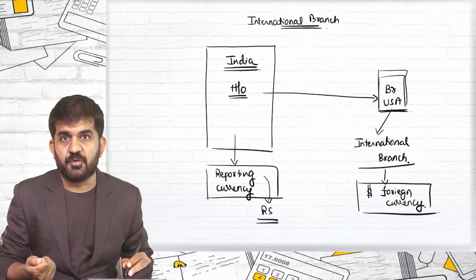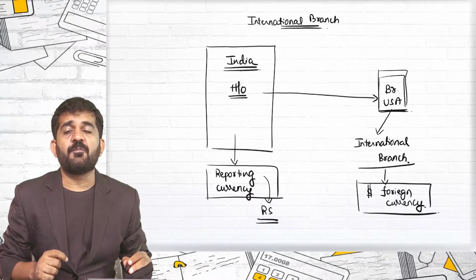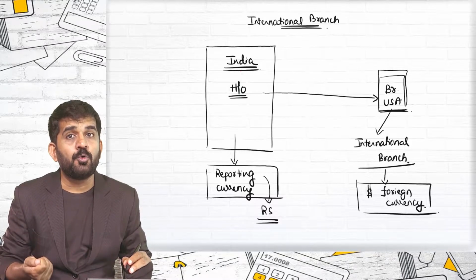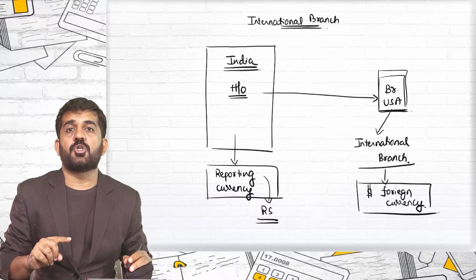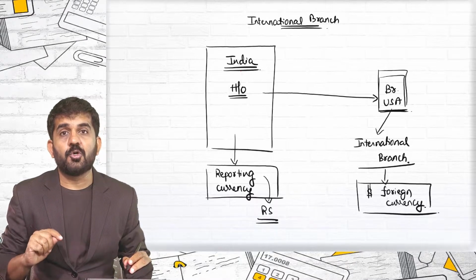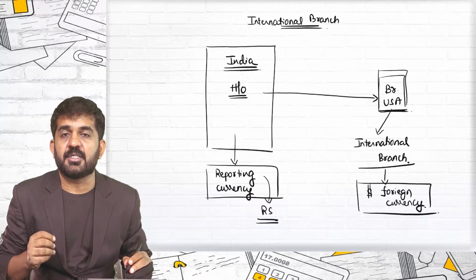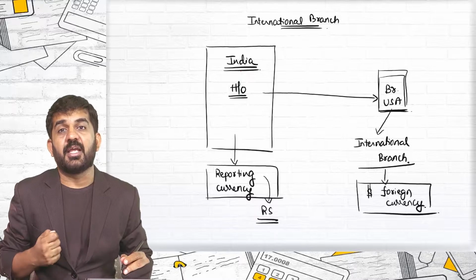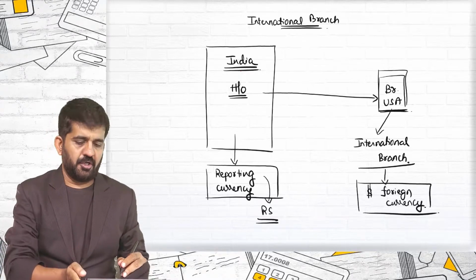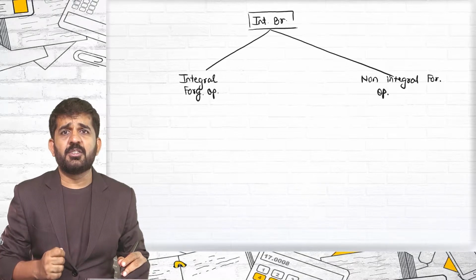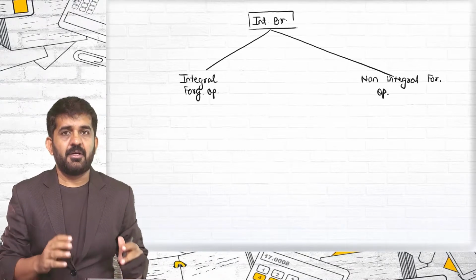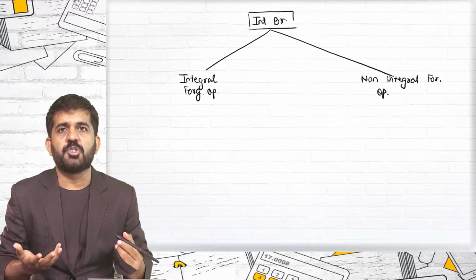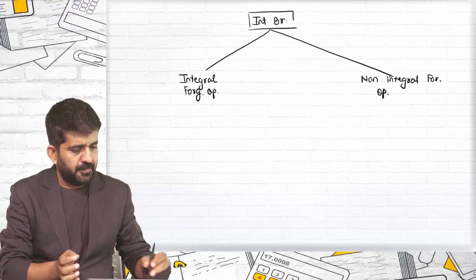At the time of conversion, the rules and regulations of Accounting Standard 11 will apply. And at that time, you will have to decide whether it is an integral foreign operation or a non-integral foreign operation, because the rule for conversion of your foreign currency into local or reporting currency depends on that. You are going to learn this topic in detail in AS 11. I am covering the points which are important to solve questions on branch or international branch.